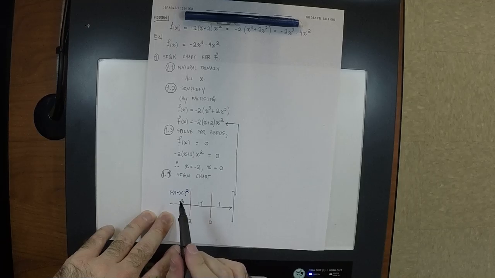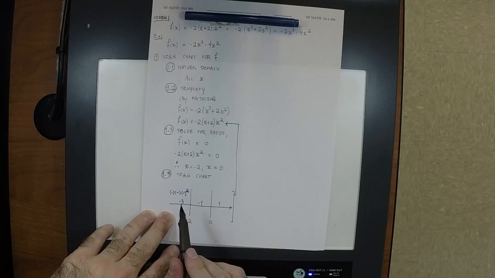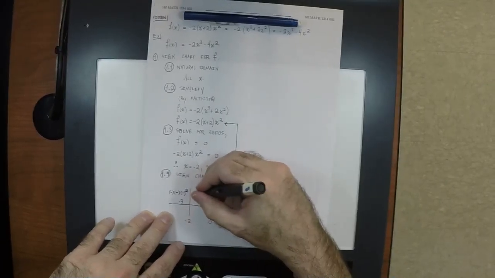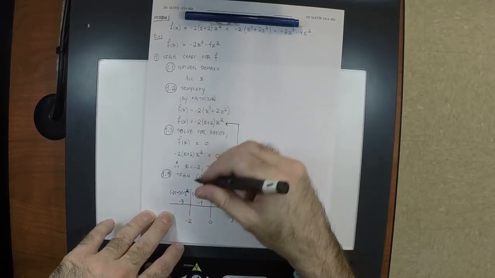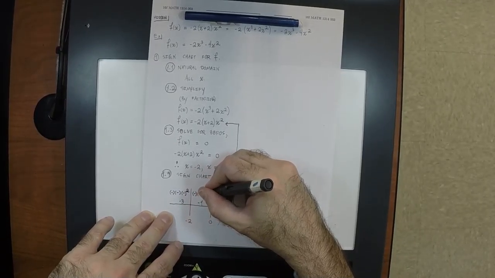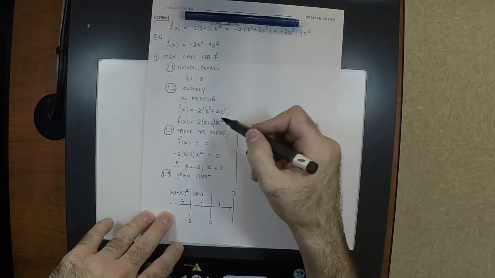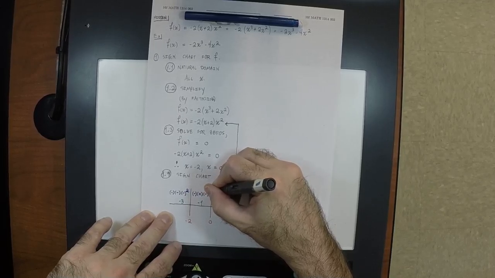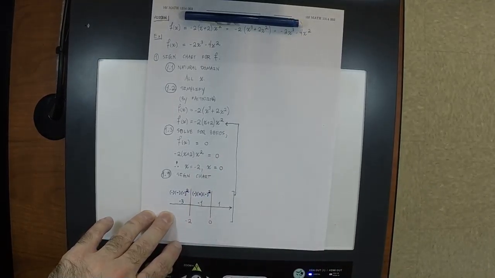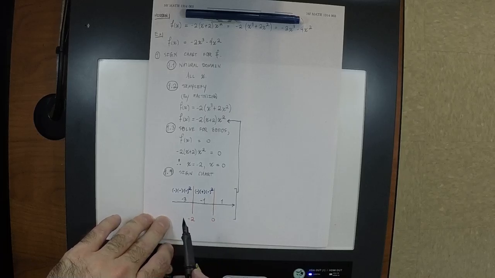Okay, so any question about the signs in the left region? Okay, in the middle region, negative 2 is negative. If you plug in negative 1, negative 1 plus 2 is positive. And if you plug in negative 1, that would be negative, and we will square that. So is there any question about coming up with these sign patterns? This is all okay?